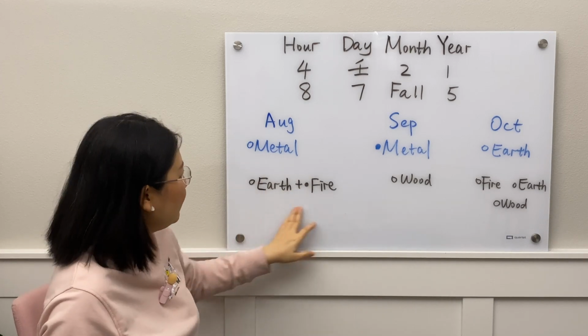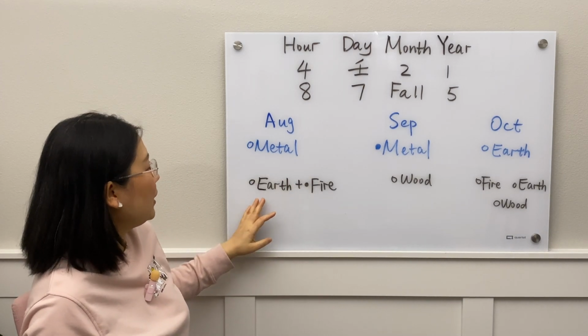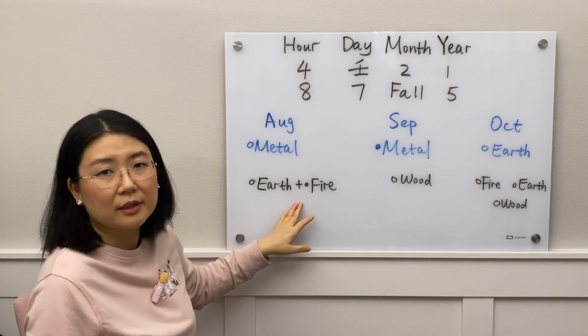So that's the rationale for August born yang water people. You want to see this pair showing up in your Bazi chart, which makes it good.